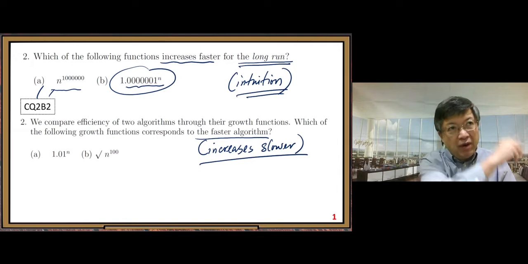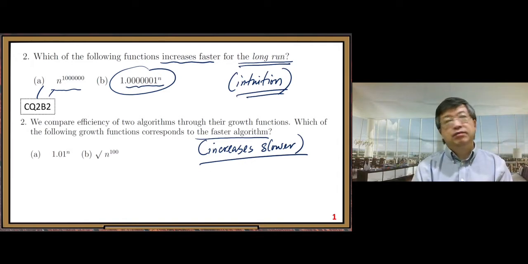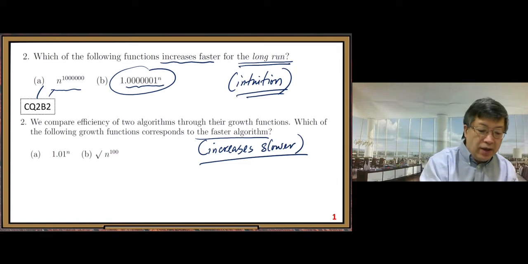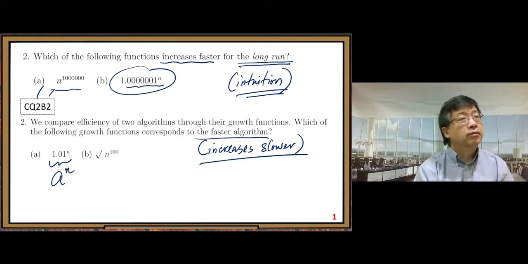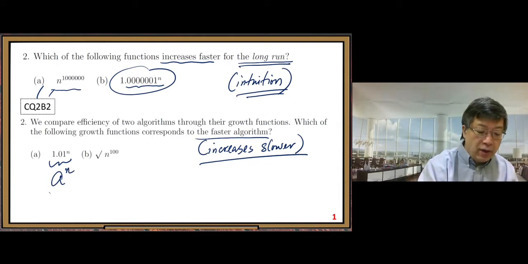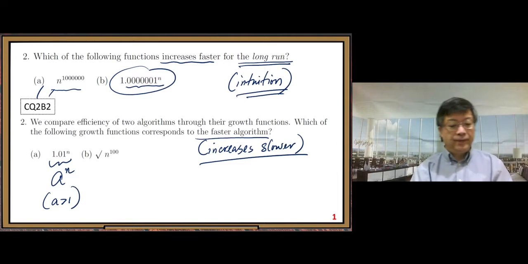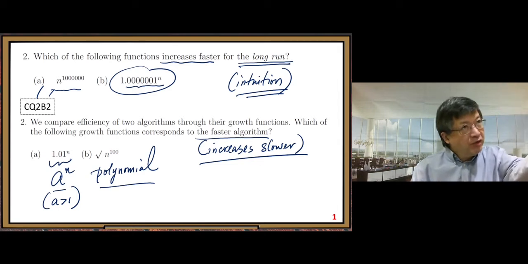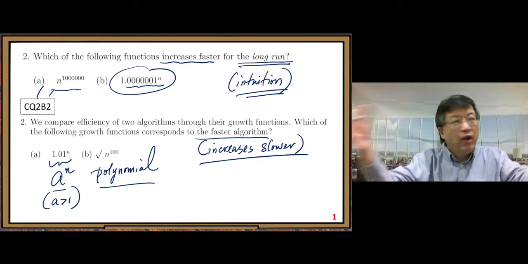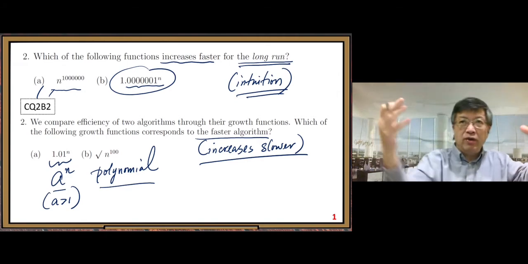We need to use our theoretical result. In our theoretical result, this is an exponential function, a to the nth power with a greater than 1. It's an exponential function. The second one is a polynomial function, a special polynomial function. Here you can see basically we compare an exponential function and a polynomial function. Which one grows faster? Which one grows slower?